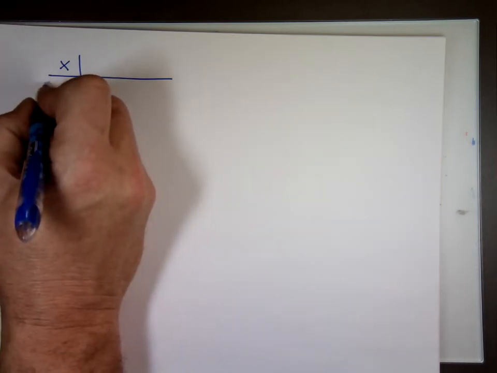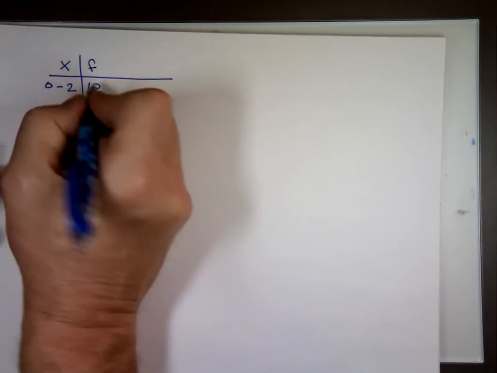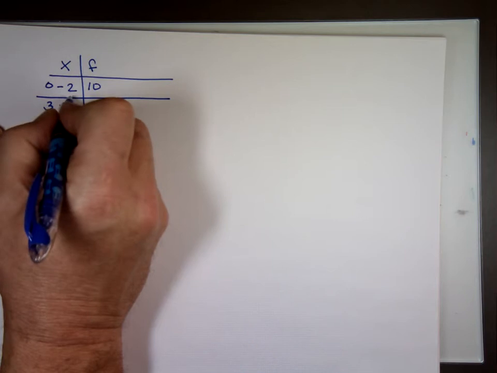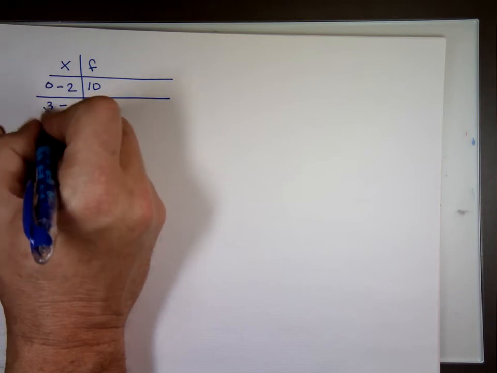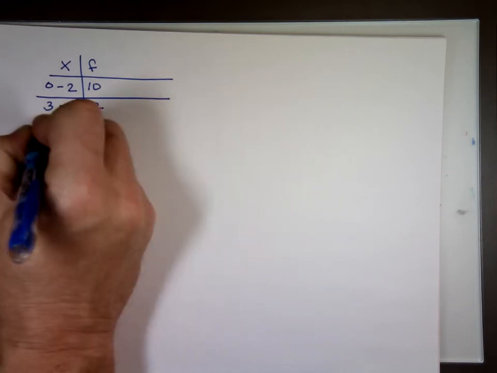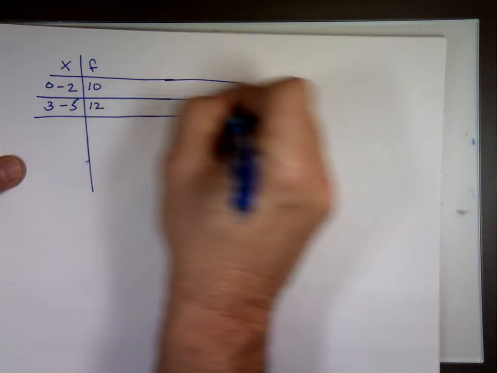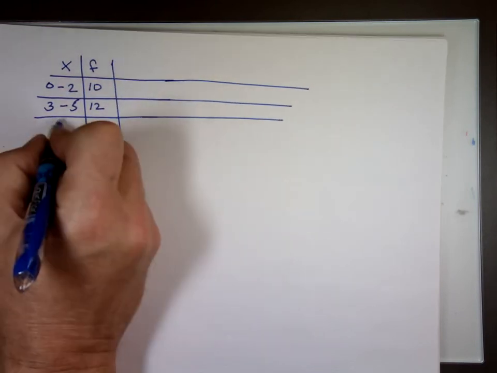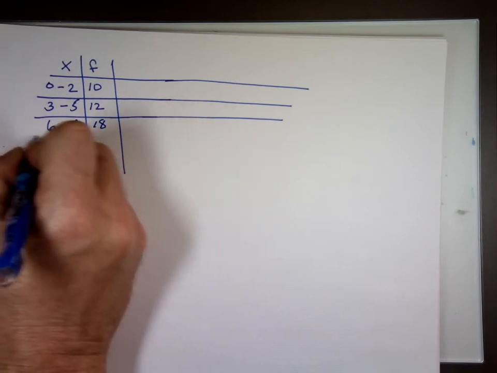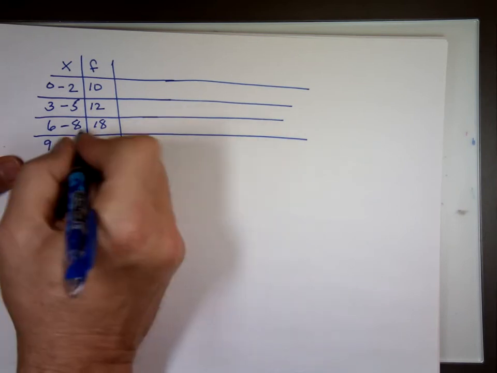Zero to 2 siblings, the frequency was 10 people. It says I have between 0 and 2 siblings. 3 to 5, we have 12 people. Let me extend this a little bit. 6 to 8, we got 18 people. A lot of siblings here. 9 to 11, 5.